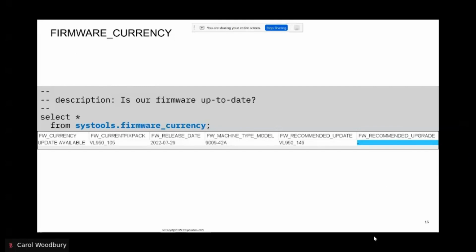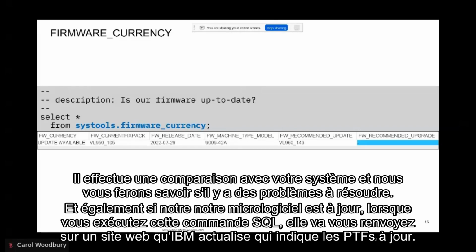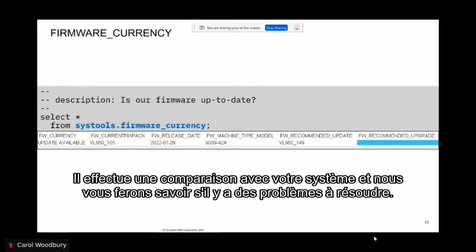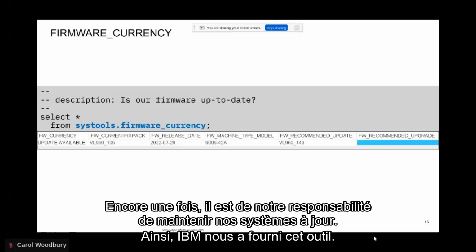Now, what happens is that when you run this SQL, it will do a call back to a website that IBM keeps current that shows what the current PTFs are. It does a comparison to your system and will let you know if there are issues to be resolved. So IBM has provided us with this tool. Again, it's our responsibility to keep our systems current.